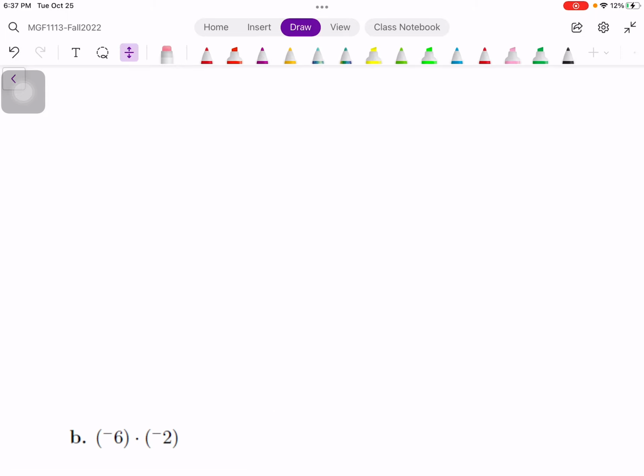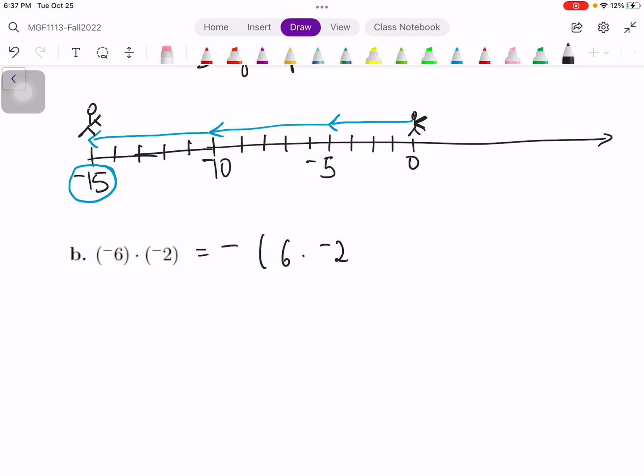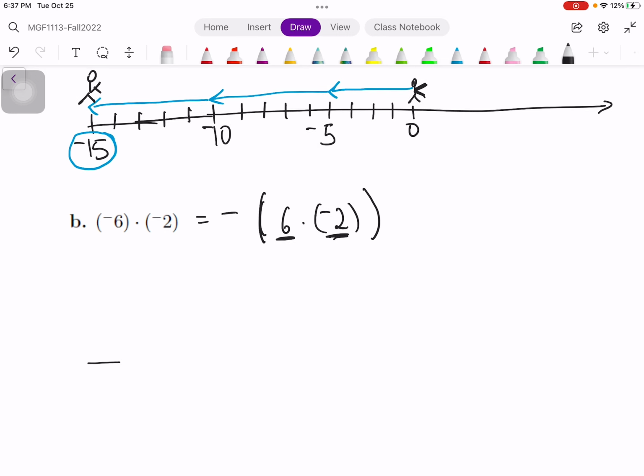Okay, so let's try to do the next one. So I think of it as -6 times -2. So as before, I'm going to go 6 times 2 units backwards, right? But at the end, I'm going to translate it, so that's 0.